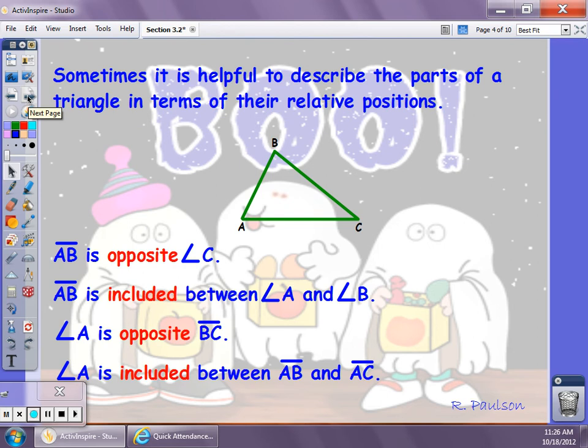Before we move on to the next 2 postulates, sometimes it's helpful to describe the parts of a triangle in terms of their relative positions. So here again we have triangle ABC, and we can see that segment AB is opposite angle C. We know that segment AB is included between angle A and angle B, which means that it's in between, so AB is in between angles A and B. We also know that angle A is opposite segment BC, and also that angle A is included between segment AB and segment AC. So again, angle A is in between segments AB and AC.